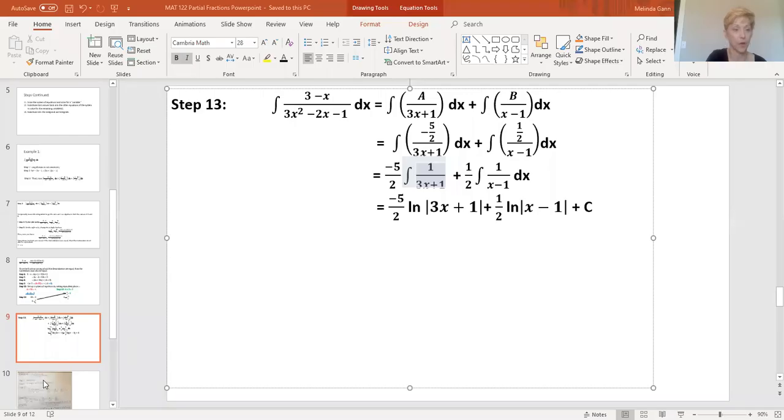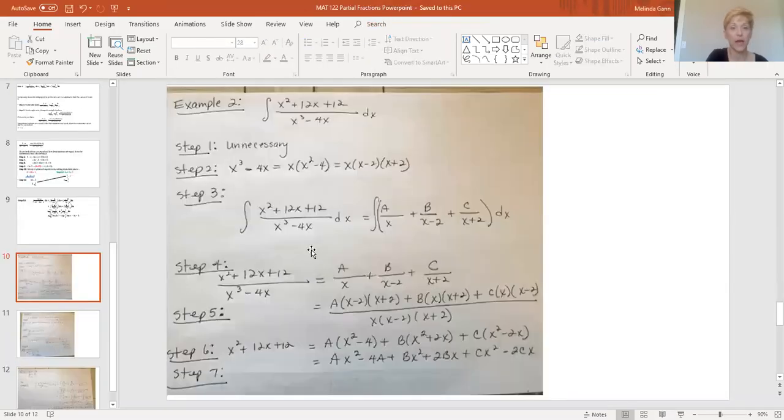All right, let me go share the screen again. Okay, come back. Here we go with example 2. Now look at this one. This one's not any harder, but the system of equations is a little longer. That's why I'm doing it.